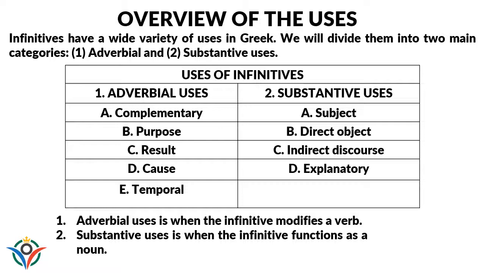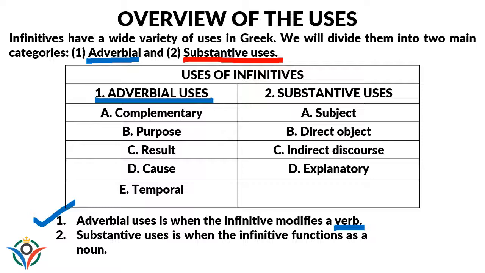So before we jump into the individual uses of the infinitives, I think it's good to take a step back and look at the big picture first. So here's an overview of the uses. Infinitives have a wide variety of uses in Greek, and we will divide them into two main categories: adverbial and substantive uses. So when we speak of adverbial uses, what we are saying there is that the infinitive will modify a verb in the sentence.